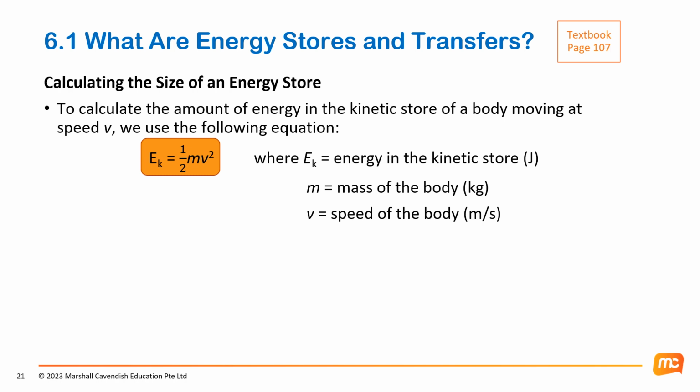To calculate the size of an energy store, we've got two equations for this part of the chapter. This you might remember from lower secondary science. The kinetic store of a body is given by the formula Ek, in joules, the energy in the kinetic store, equals half mv squared. Again, we always use SI units, so the mass must be in kilograms, and the speed or velocity of the body must be in meters per second. Please be very careful that you are squaring the speed. This is a very common mistake. Some students might forget that and just put half mv. That would end up with the wrong answer.